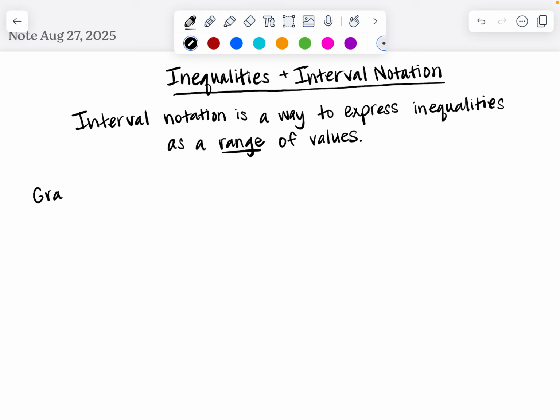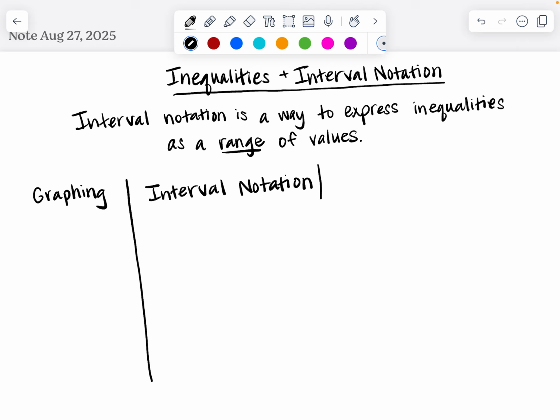So we're going to be using different ways to express inequalities. One will be by graphing it on a number line. One will be in interval notation. And the other way we'll express solutions will be in inequality notation.